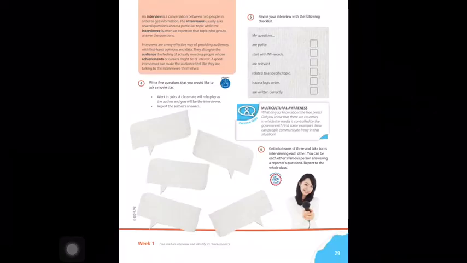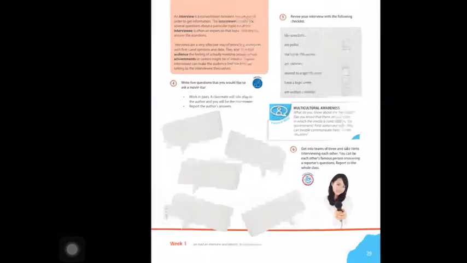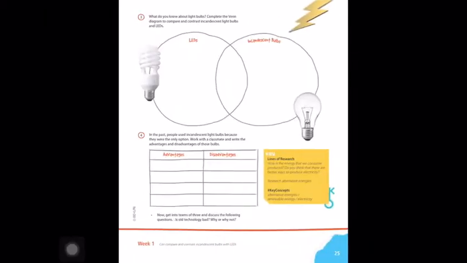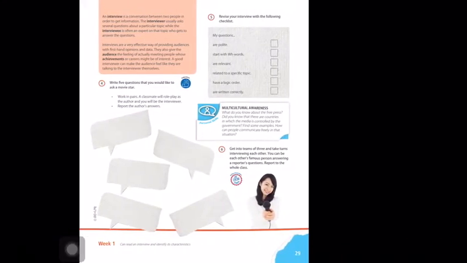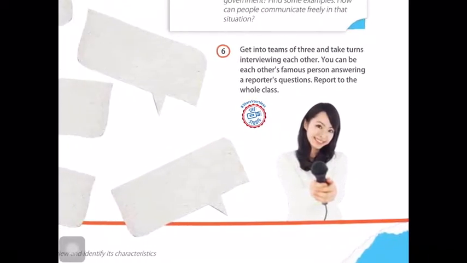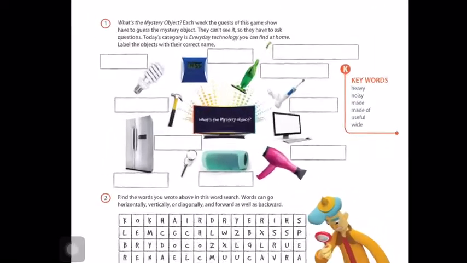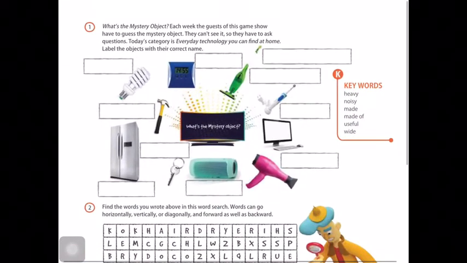The last activity that we worked at home was this, corresponding to pages 24 to 29. Now we are going to continue to page 30. Page 30. Exercise 1. What's the mystery object?